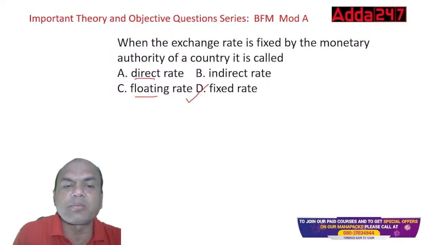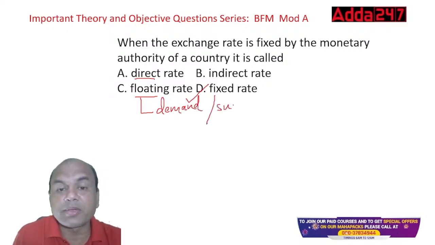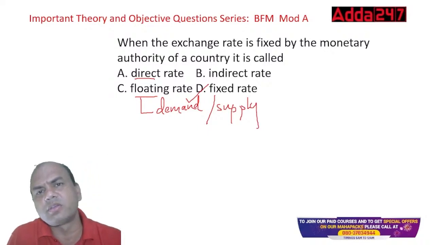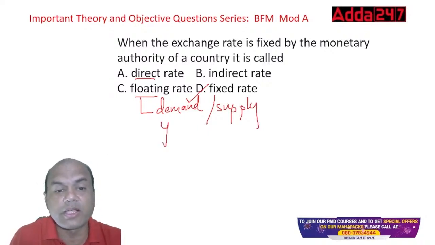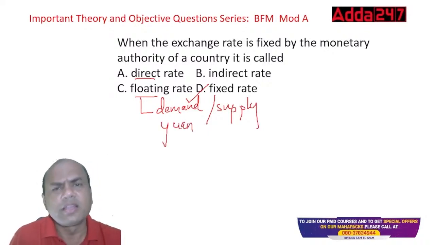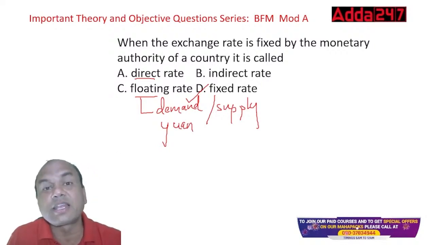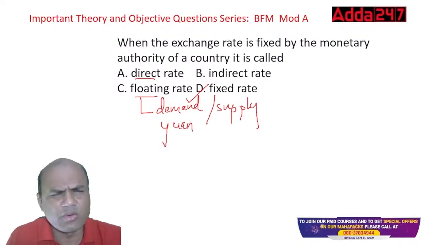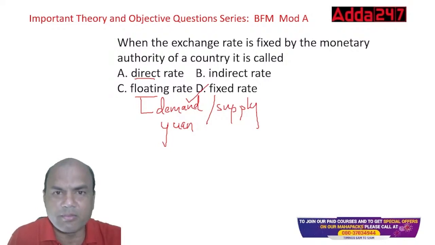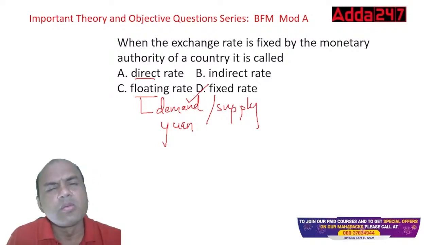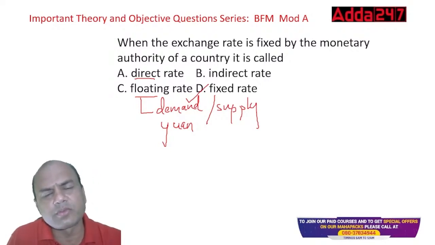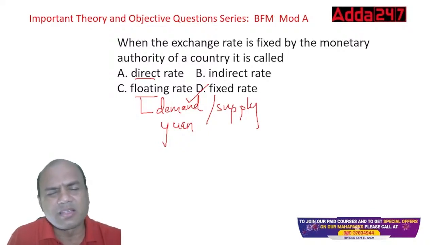Floating rate means what? It depends on demand and supply. But what happens? The Chinese government interferes heavily in the yuan. Their currency is yuan, Y-U-A-N. They have two currencies, one is yuan, second is renminbi. We don't hear about renminbi many times, we hear about yuan. Both are equivalent only. One yuan equals one renminbi. That's what I'm saying, they are playing gimmicks over there.